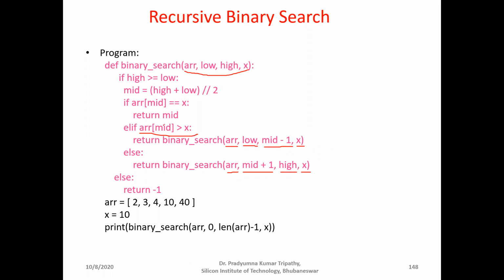So if array of mid is greater than x, right? So that means it is on the left hand side. So it will come over here. If it is less, then it will be on the right hand side. We'll go for mid plus 1 to high. Is it understood? Is it understood or not? Yes, sir.